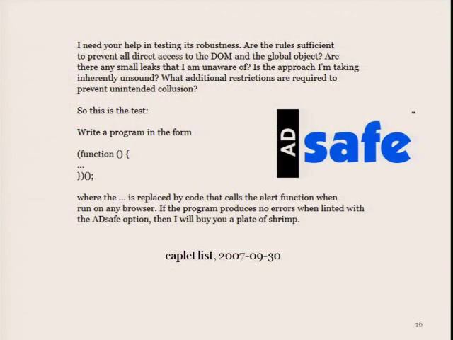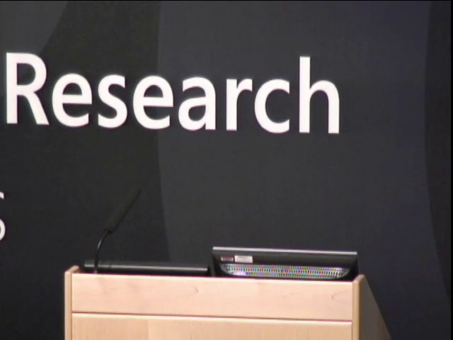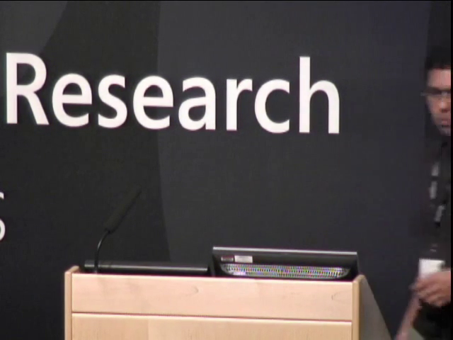And AdSafe is Yahoo's proposed solution. And if you look at, when AdSafe was released, this is the message that went out. I need your help in testing its robustness. Are the rules sufficient, et cetera, et cetera, et cetera. And essentially it ends with, if the program produces no errors under this condition, I will buy you a plate of shrimp. So if you can break it, I'll buy you a plate of shrimp. Security by shrimp. Okay? So perhaps a better name for AdSafe is AdSafe? Okay? And that's the question mark we'd like to get rid of.